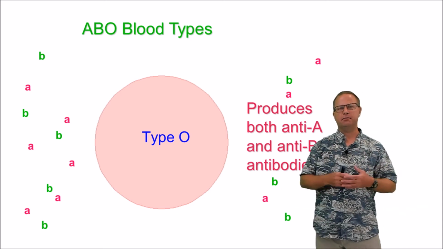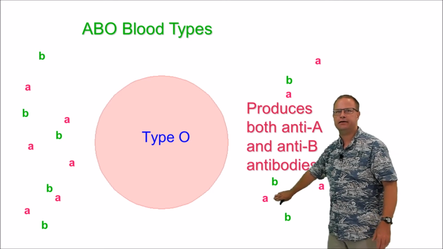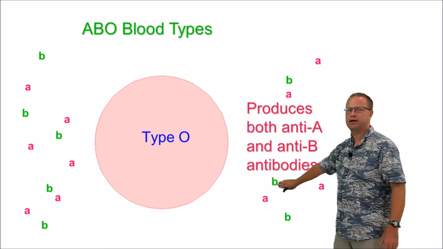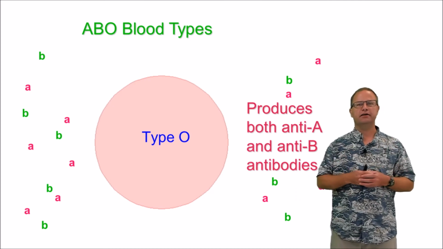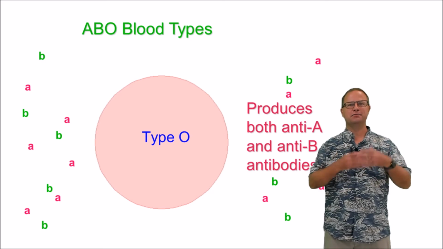What does this mean for somebody with type O blood? Well, they can't get A blood because the A antibody would attack it. They can't get B blood because the B antibody would attack it. And they can't get AB blood because both antibodies would attack it. So somebody with type O blood has to get blood from somebody else that's an O.